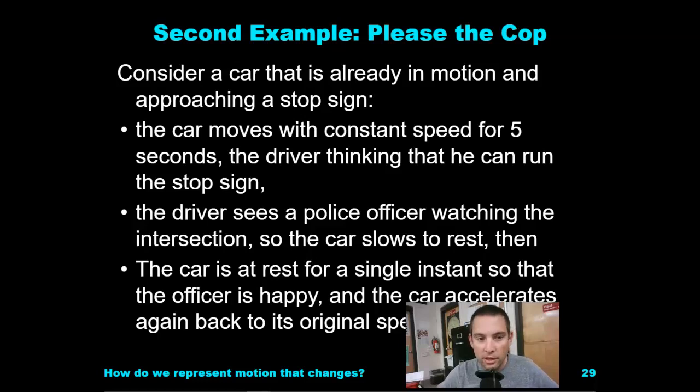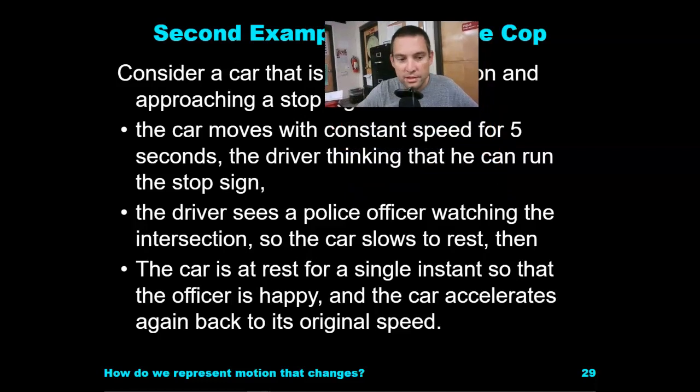Consider a car that's already in motion and approaching a stop sign. The car moves with a constant speed for 5 seconds. The driver thinks he can run the stop sign. Then the driver sees a police officer watching the intersection, so the car slows to a rest. The car is at rest for a single instant, so the officer is happy, and the car accelerates again back to its original speed.